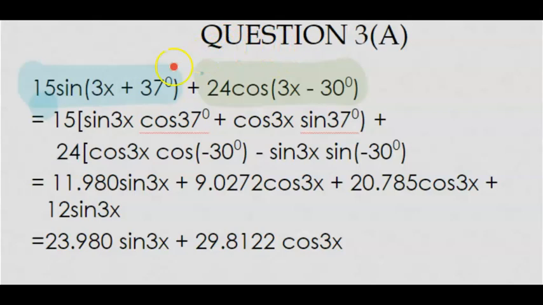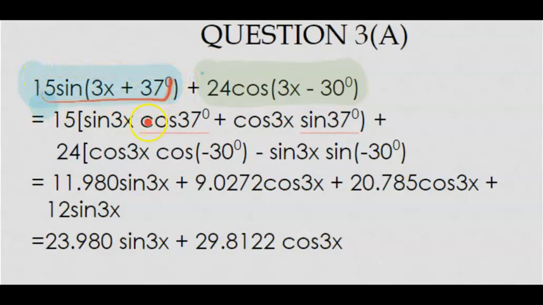Let's say the question is 15 sine(3x + 37 degrees) plus 24 cos(3x minus 30 degrees). So you have to do this one separate first and this one separate. Can you just look into that and convert into something like A sine 3x plus B cos 3x? We do that one separate and that one separate. Once we do separate, we'll get an answer and then we add it down. Let me show you how to do that.